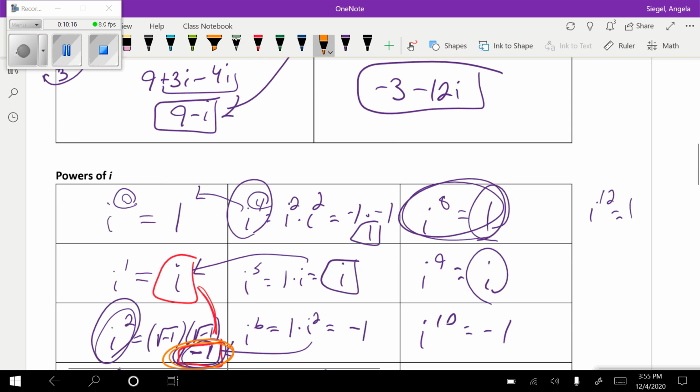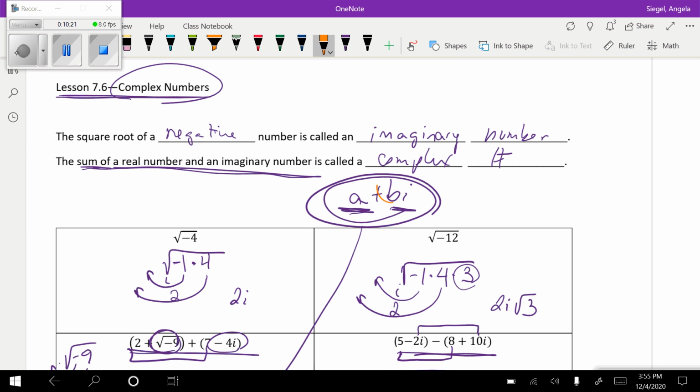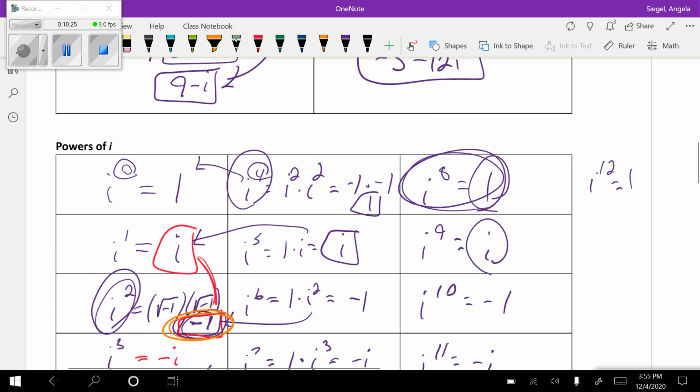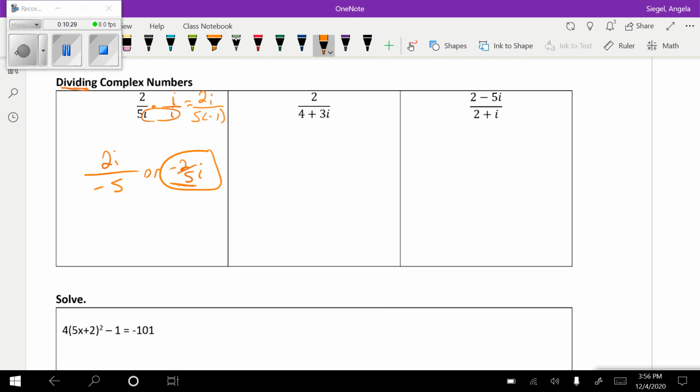And the reason we do that, let's go up to the very, very top, because notice, where is it? Right here, that b, that's our coefficient of the i. So it's really easy to see when we pull it apart that our b is negative 2/5.